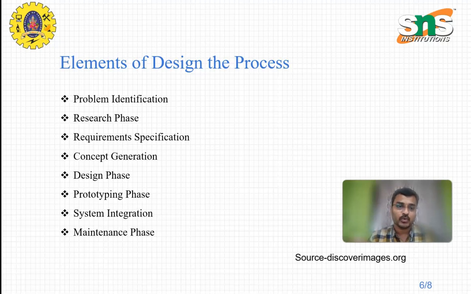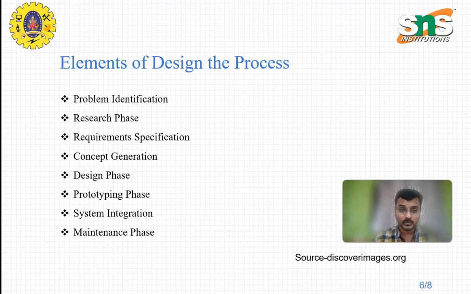The first element is the problem identification. It means identifying what the problems are for the particular component or product around in society. Then we have the research phase, which is the research to be done for the particular product to design in the software, and then requirement specification. For example, whatever design we do, those requirements must be met perfectly while we do the machining operation. So that is always to be checked while we do the design.